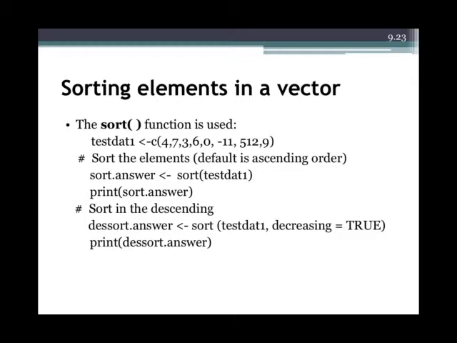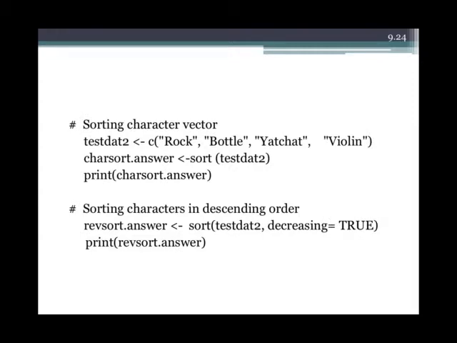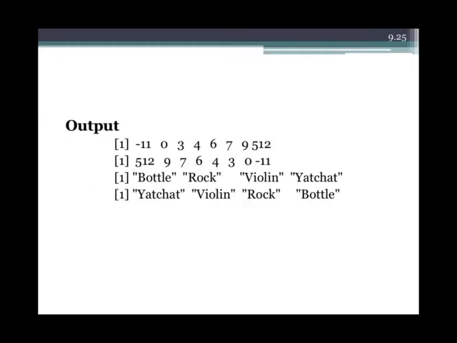The second example, we are trying to sort the data in the decreasing order. So we have to say decreasing equal true. Then we are sorting based on character vectors. It's basically an alphabetic sort, where we have the rock, bottle, etc. And we can also rearrange the characters in reverse order, that is the descending order.